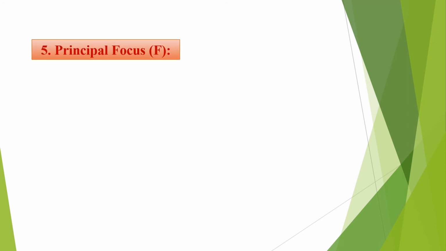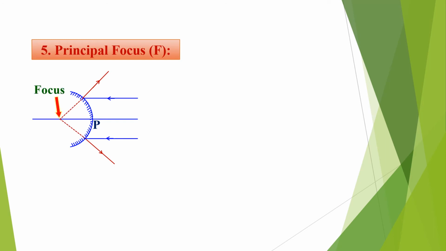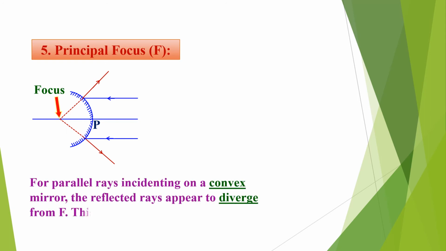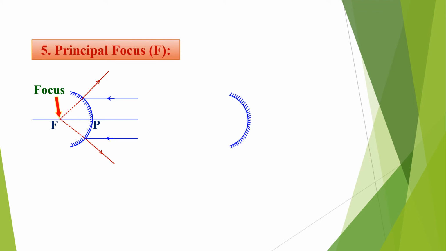Principal focus. This is a convex mirror. The rays coming parallel to the principal axis reflect and appear to be diverging from a single point along the principal axis. That point is known as the focus. For parallel rays incident on the convex mirror, the reflected rays appear to diverge from F. This point is called the principal focus.